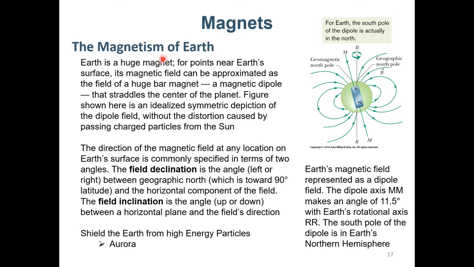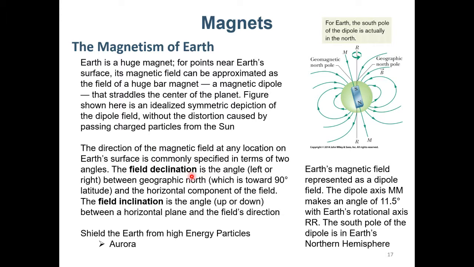Actually, why does the Earth have a magnetic field? The thing is that the Earth is rotating. As you know, we have day and night because the Earth is rotating.